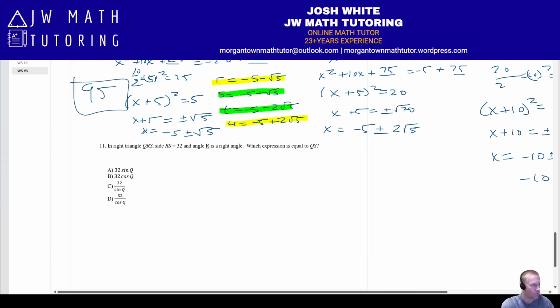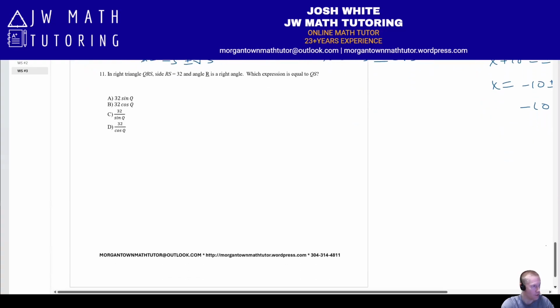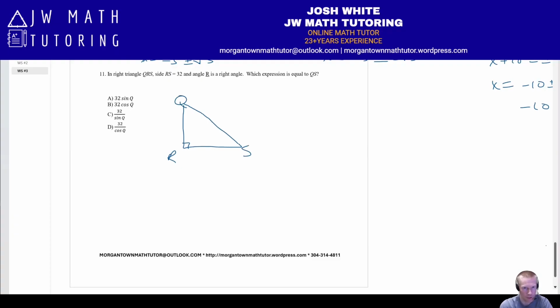All right, let's look at the last problem here, number 11. This is a fairly basic short problem. You have a right triangle. Angle R is the right angle. So we'll just put Q up here. We'll put S here. RS is 32. Which of these expressions is equal to the value of QS?